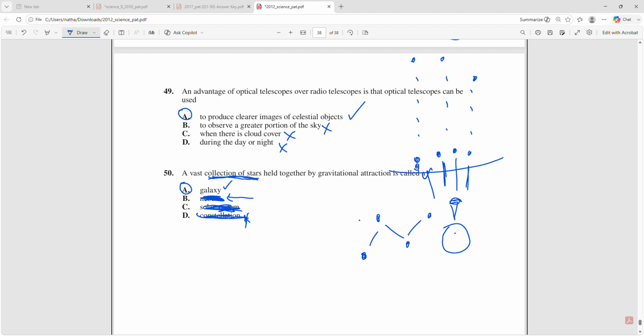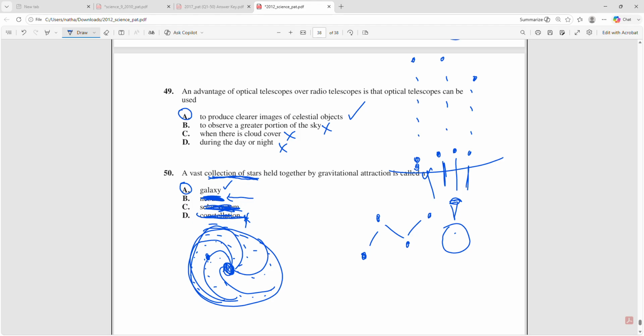So a galaxy, however, is a collection of stars held together by attractive force, a gravitational attraction, and we can think about the Milky Way, right? A spiral galaxy is composed of many stars, and they're all kind of held together by a central force of gravity, and our solar system is somewhere here, and our planets are somewhere here. But this is a great big collection of stars and planet systems. But yeah, so the answer to that one is galaxy.